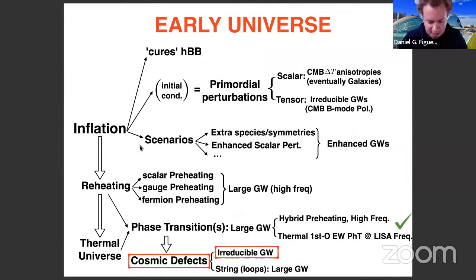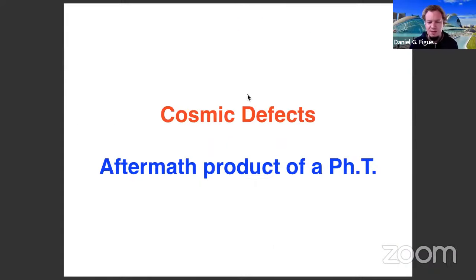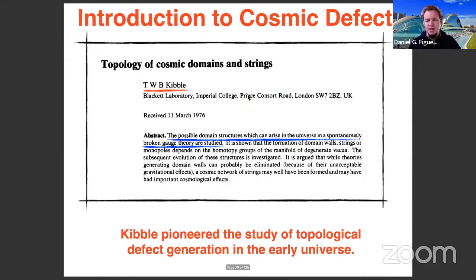So as I was saying before the small break, the last part of this presentation is going to be focused on cosmic defects. I'm going to start with what I call the irreducible background of gravitational waves, which is not at all the historical background, the one discovered historically first. Now, cosmic defects are what? These are a possible aftermath product of a phase transition.